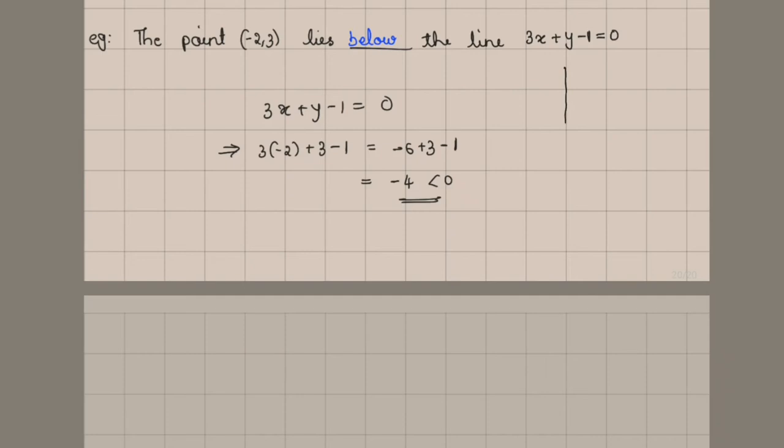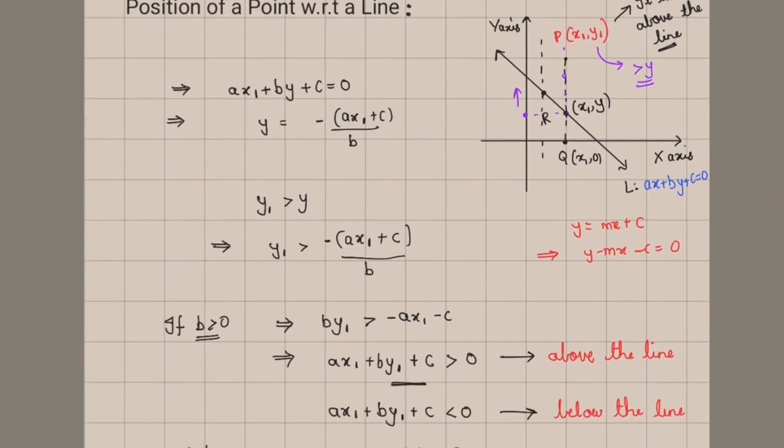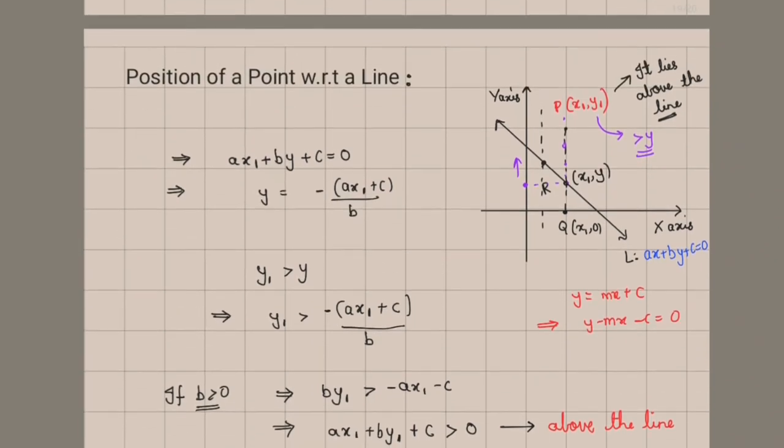See how the location looks. The slope of 3x plus y minus 1 is minus 3, and the y-intercept is 1. Let's say the line looks like this. The y-intercept is 0, 1. This is line L. Slope is negative. So this is line L, 3x plus y minus 1 equals 0. So minus 2 comma 3 lies below the line. So you get the point minus 2 comma 3 somewhere here, which is below. Okay. This is what we get from the position of a point with respect to a line.